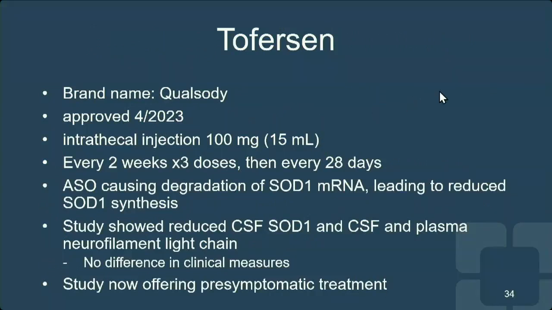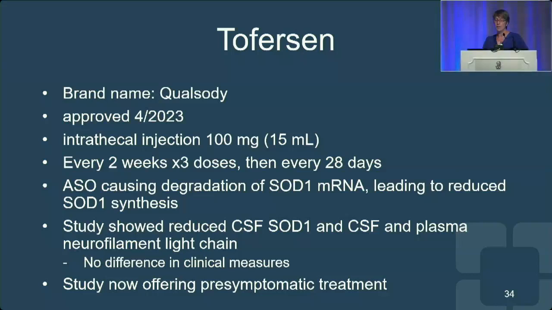So it was just approved a little over a year ago. It's given every 2 weeks as an intrathecal injection for the first 3 doses, and then once a month, so every 28 days. This is another sort of interesting lesson in how a medication came to get approved. This particular study did not show that there was a slowing of the progression of ALS. It did not slow the disease in people on versus not on the medication.